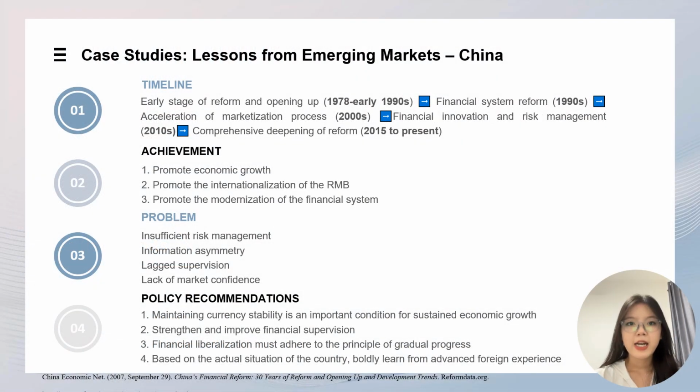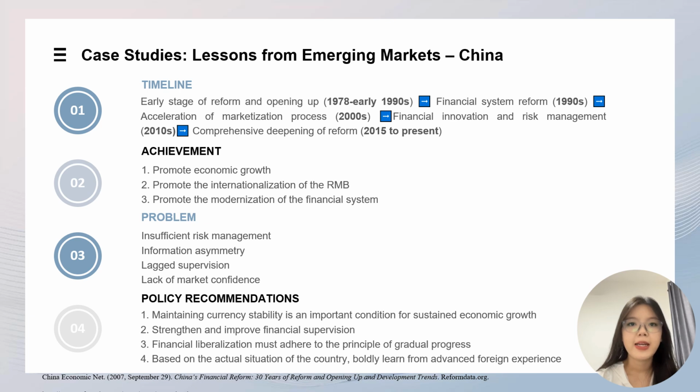Next, let's look at China's financial liberalization process. China has adopted a step-by-step reform strategy and has gone through multiple stages. From the deregulation of financial markets in the early days of reform and opening up, to the introduction of a market-based exchange rate mechanism in the 1990s, to the acceleration of foreign capital entry in the 2000s. And now China is in a stage of comprehensively deepening reform.